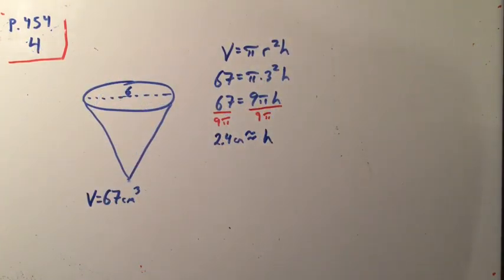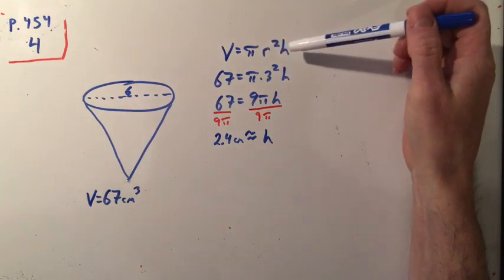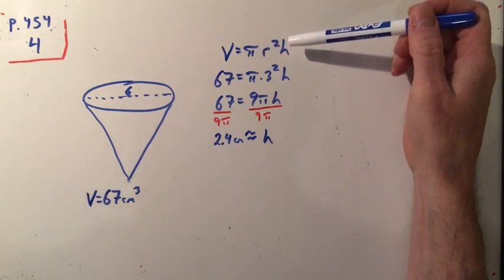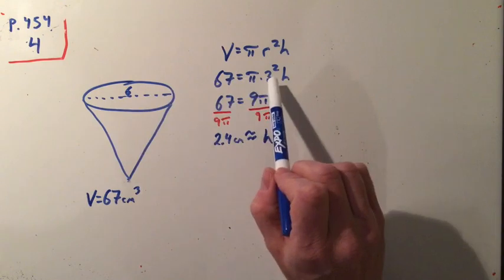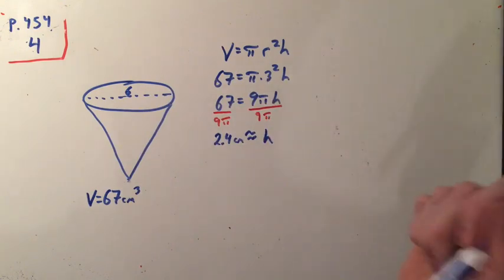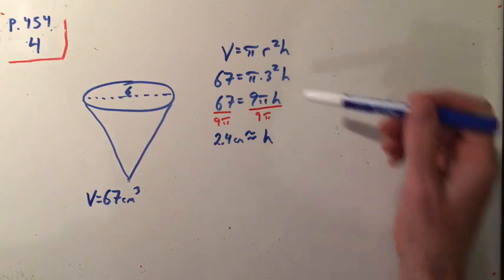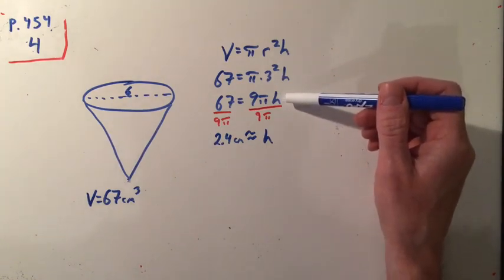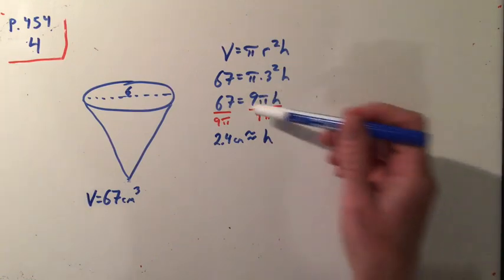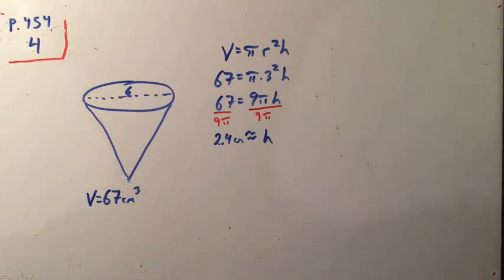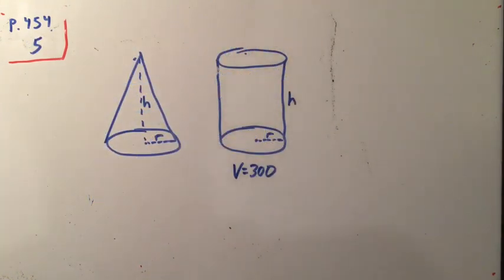Okay, in number 4, they give us a paper cup here, and they tell us the volume and the diameter, and they want us to find out the height. So my formula, volume equals pi r squared h, has 3 variables in it, but they give us 2 of them. They tell us the volume is 67, they tell us the diameter is 6, which makes the radius 3, and so that only leaves 1 variable left in our equation, and it's the one we're looking for. So we simplify that, we end up with 9 pi h. We solve the equation by canceling out the 9 pi by dividing both sides by 9 pi, and we get a height of 2.4 centimeters.